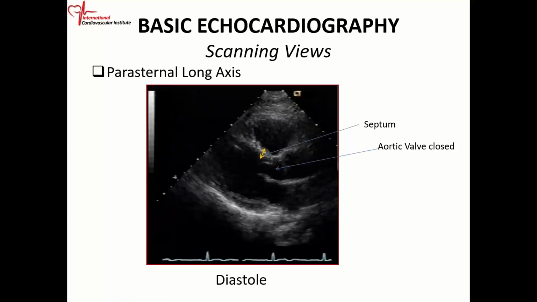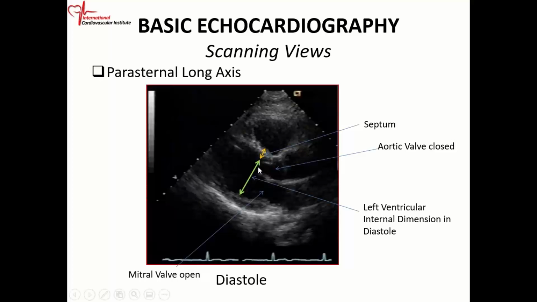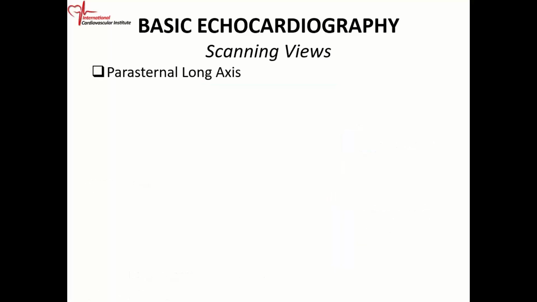So that's the septum, and you measure the septal thickness. Mitral valve is open, it's a diastolic frame. Then you measure the LV cavity. This is the LV cavity internal dimension in diastole. So again, the measurement is at the tip of the mitral valve. And then you measure the posterior wall, the thickness of the posterior wall. So these are the measurements that you're going to do in diastole. These are your diastolic measurements.